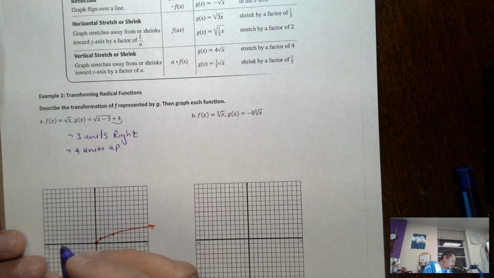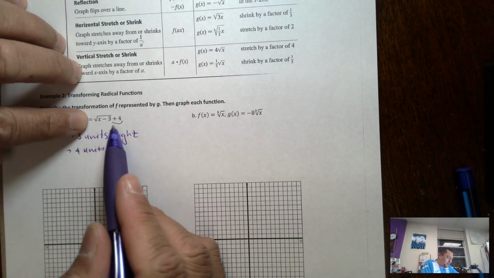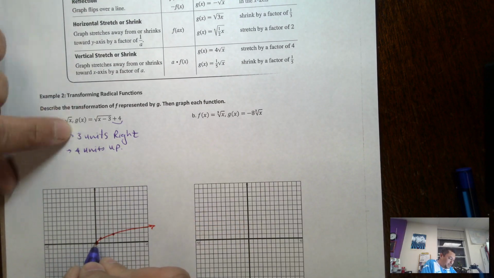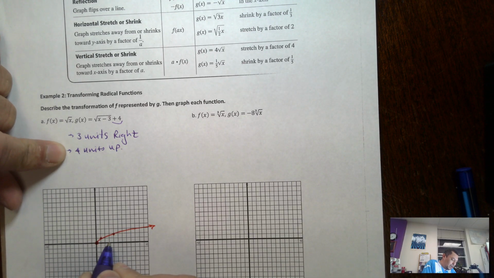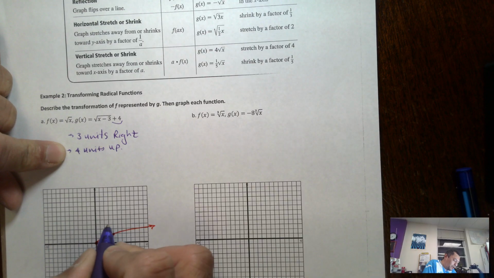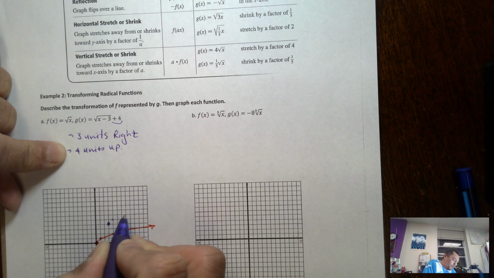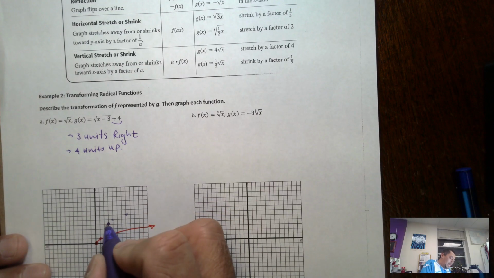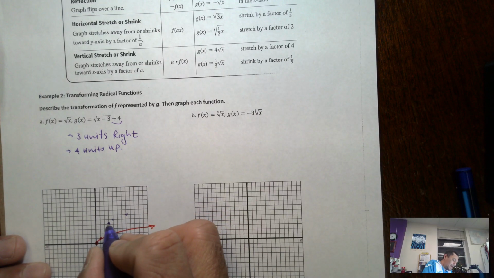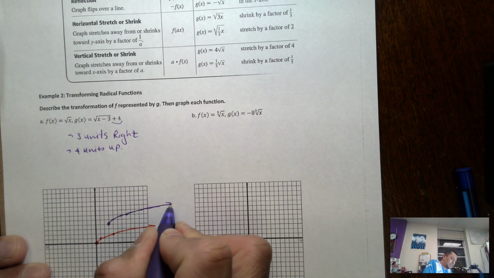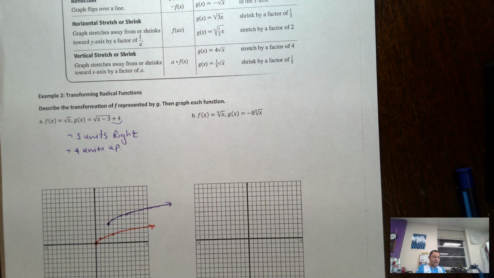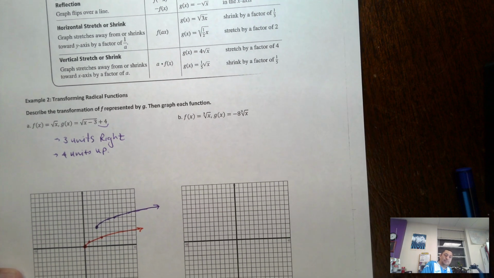In this case, if we graph it, this is the parent function. I'm going to have 3 units to the right, 1, 2, 3, and then 4 units up, 1, 2, 3, 4. This is where the graph is going to start. And then I'm going to have 1 over and 1 up, and 4 over and 2 up, and we're going to graph the function. Okay, that's going to be my graph for that function.